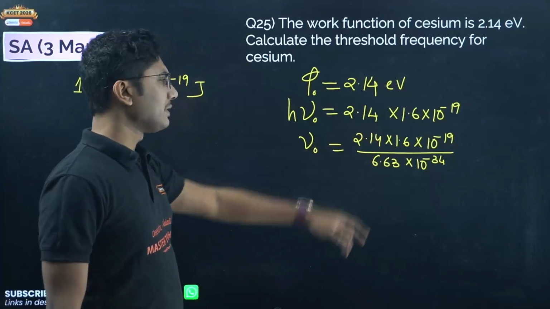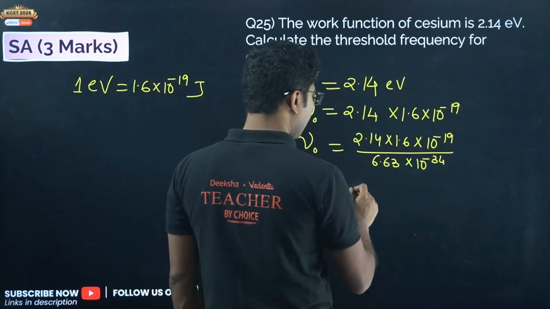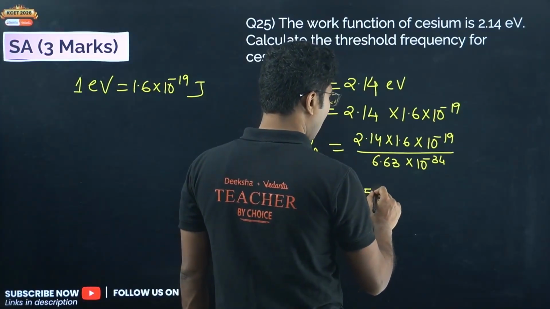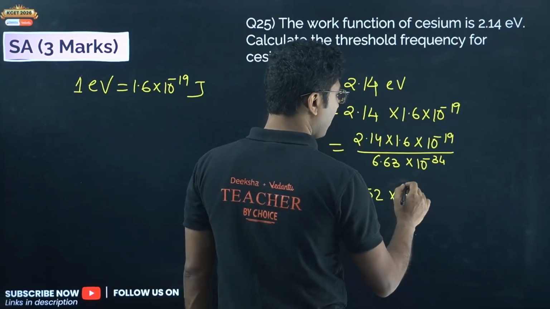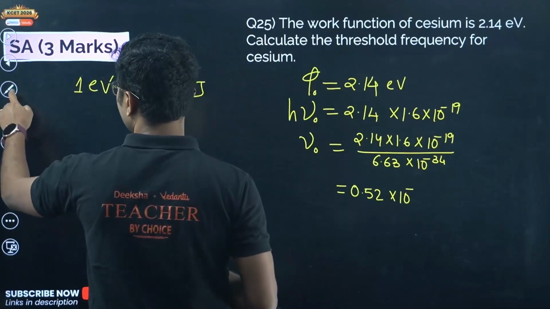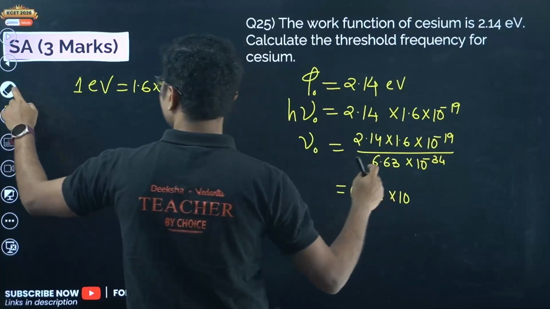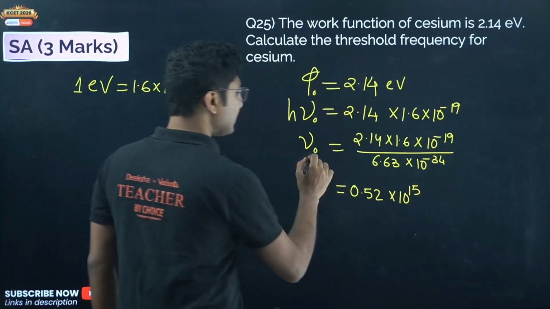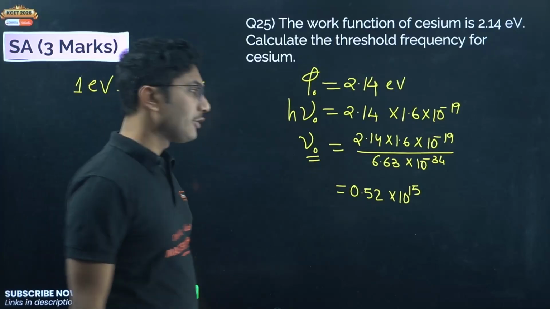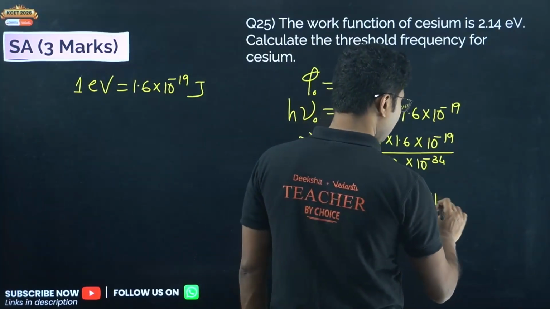Okay, if you calculate this approximately using a calculator, you will get 0.52 into 10 to the power of not minus, plus 15. Okay, plus 15. And what is this? This is a frequency. So what will be the unit of frequency? Unit of frequency will be hertz.